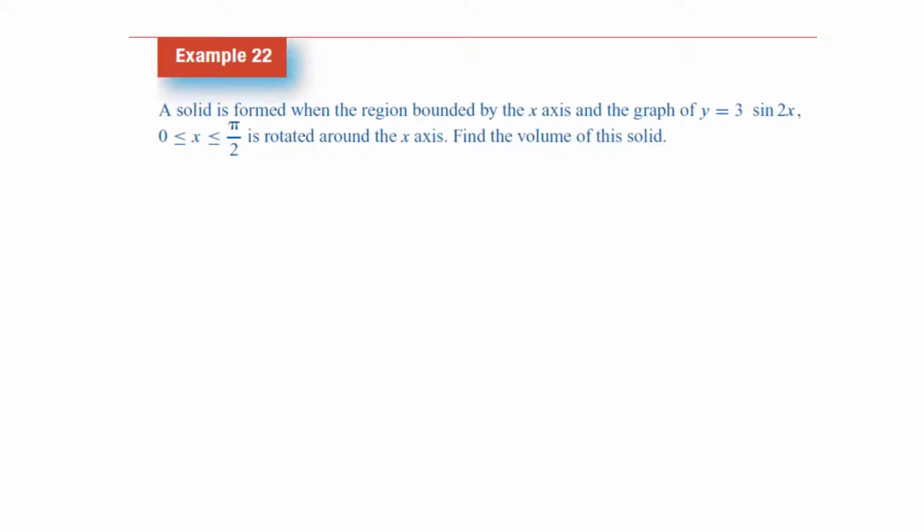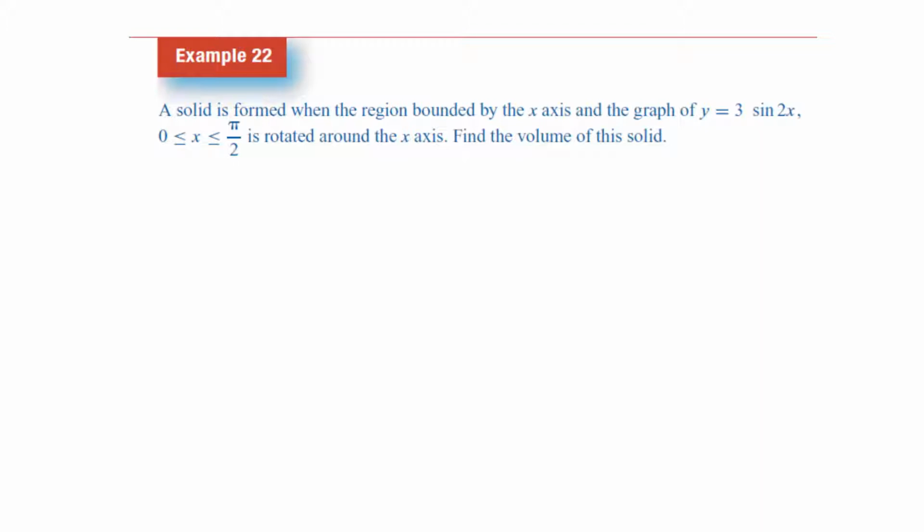Okay guys, here's another one. More practice is more good. A solid is formed when the region bound by the x-axis and the graph of y equals 3 sine 2x between x equals 0 and x equals pi on 2 is rotated around the x-axis. Find the volume of this solid.